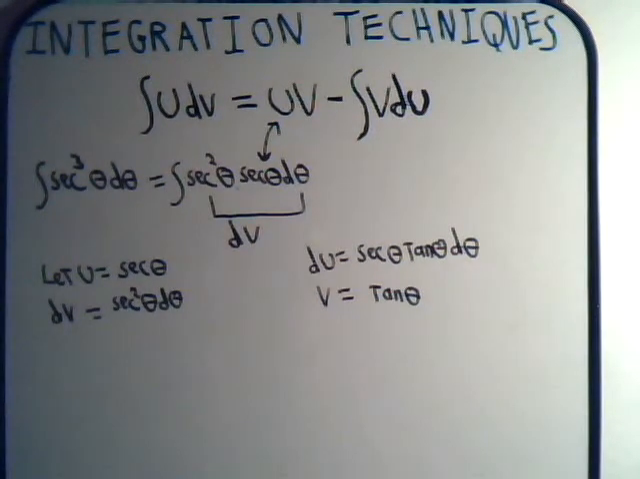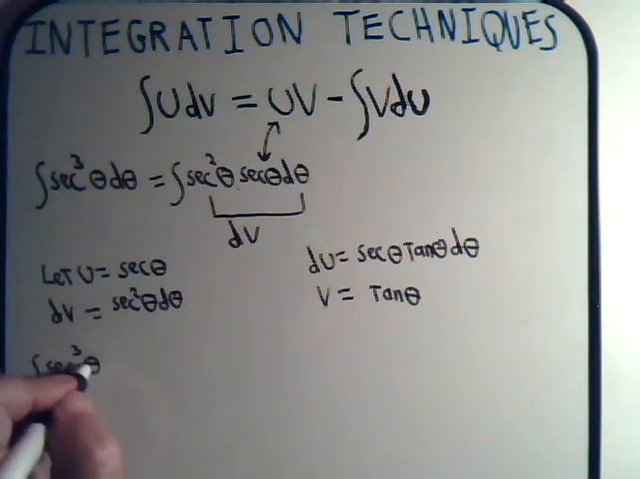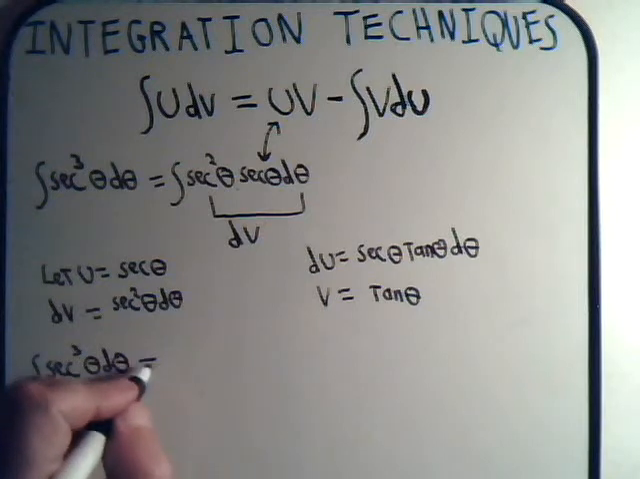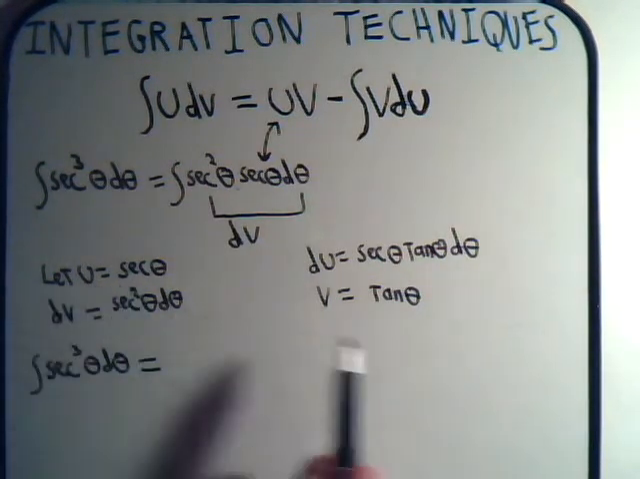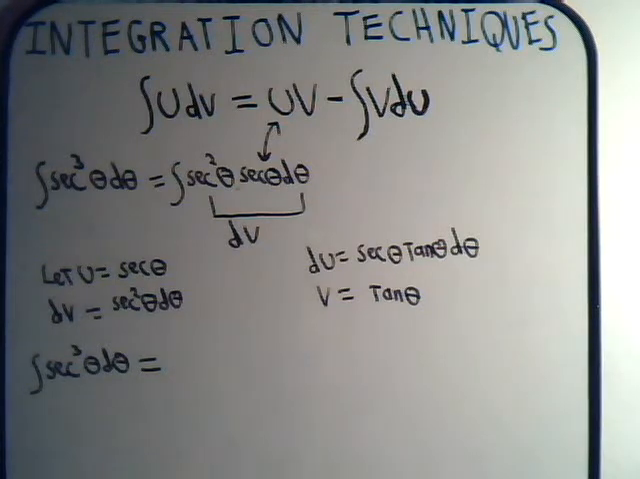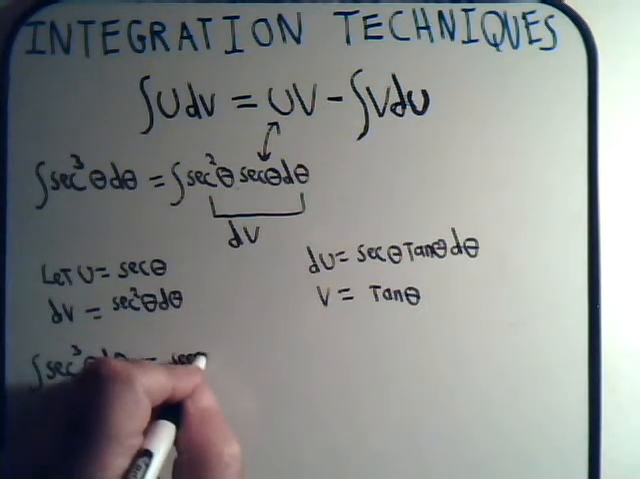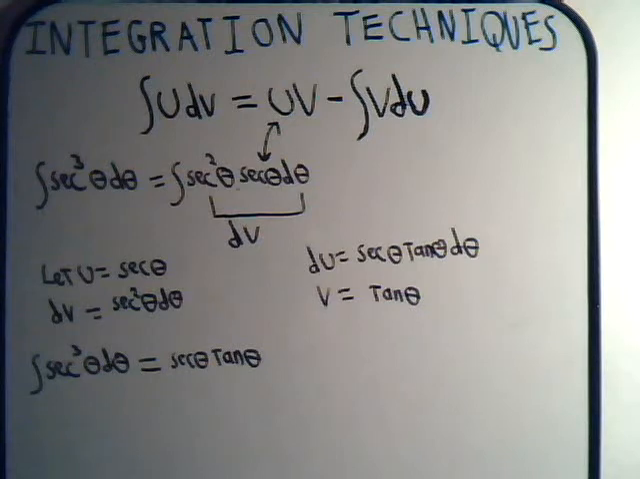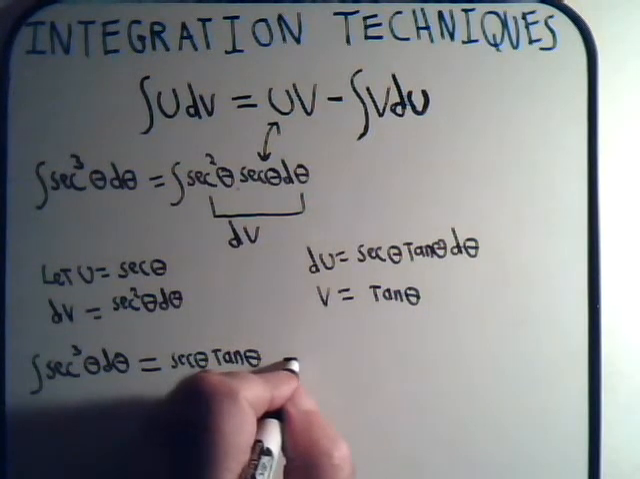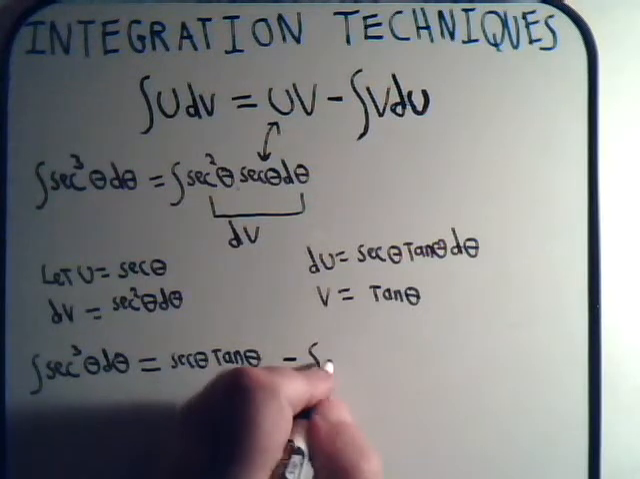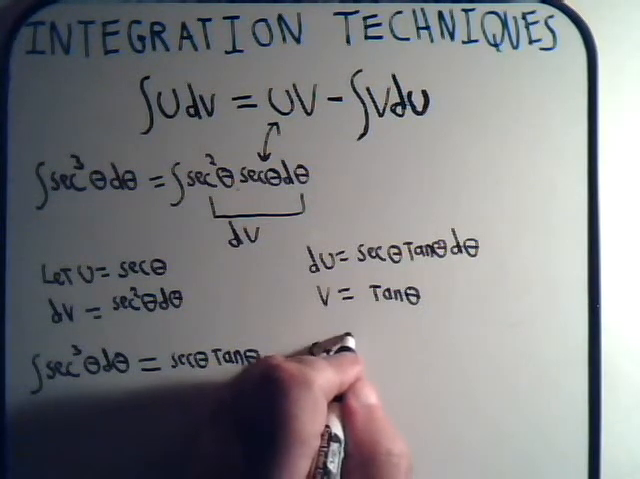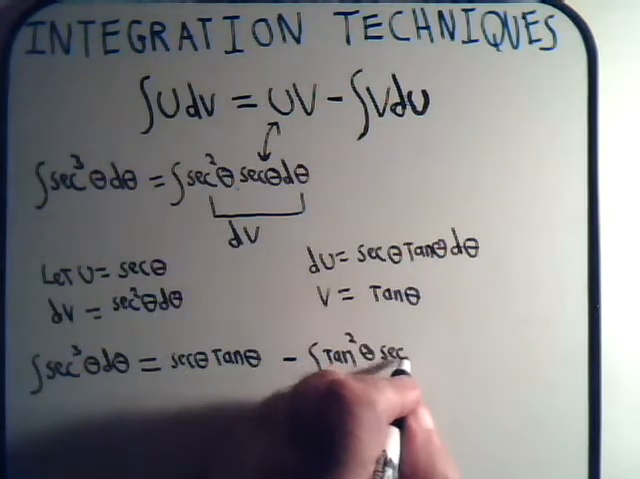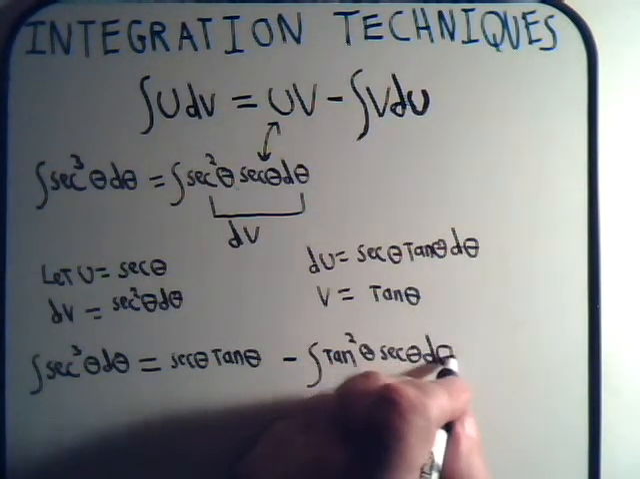So this looks like it might be the most promising way yet. So here we're going to have the integral of secant cubed theta d theta equals u times v, so we'll have the secant of theta times the tangent of theta minus the integral of v du, tangent squared theta times the secant of theta d theta.